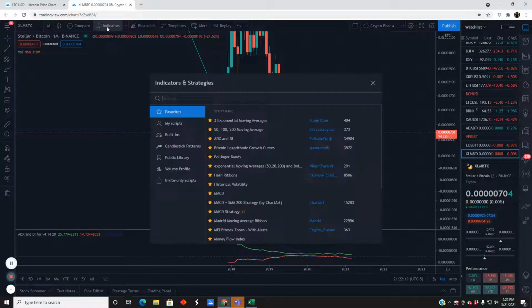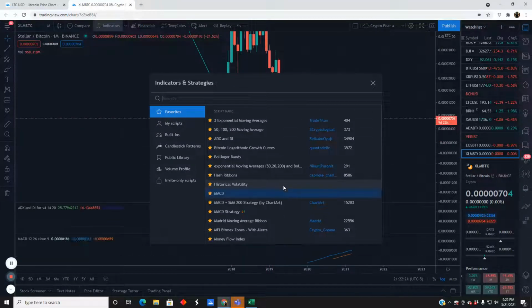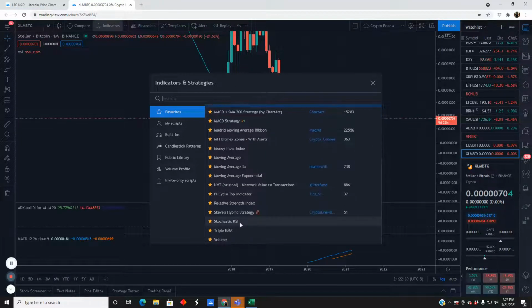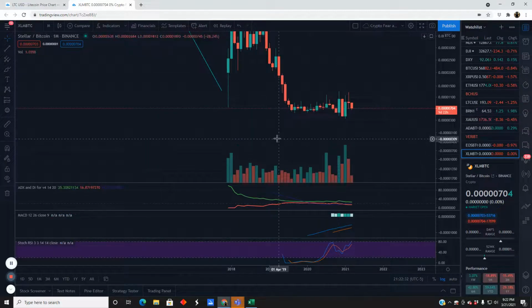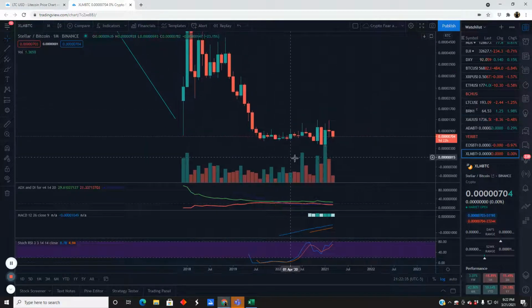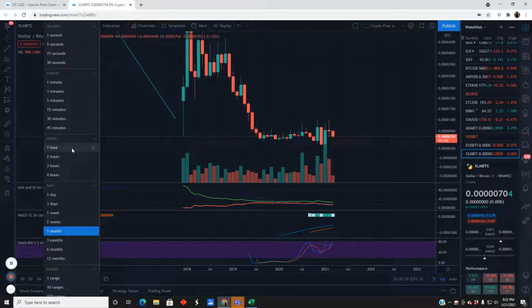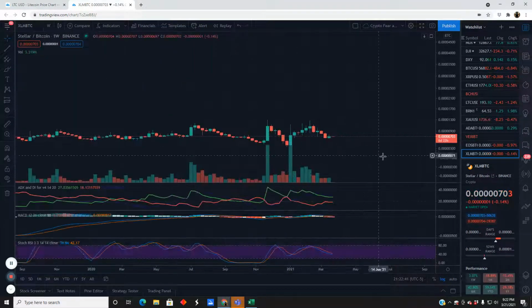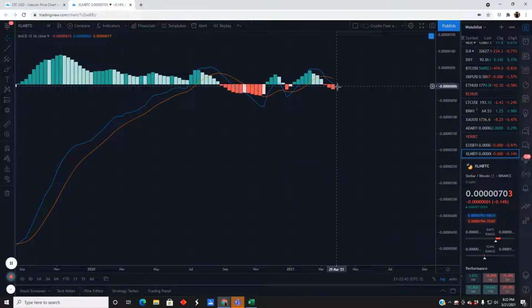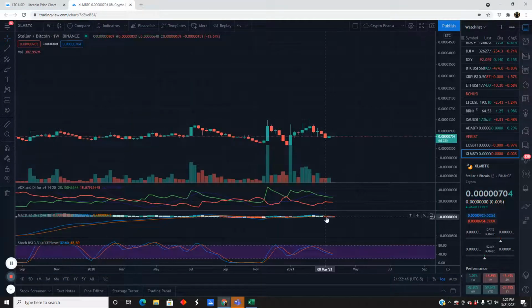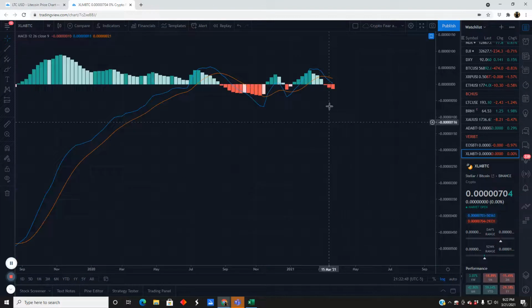I'm going to throw up a couple more indicators on this one. So we'll use the MACD, and then we'll use the stochastics. Okay, so yeah, for the monthly, stochastic still looks good. Weekly, the MACD is pointing down, but I think we're going to probably get a curve here.